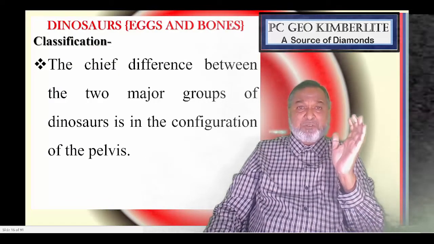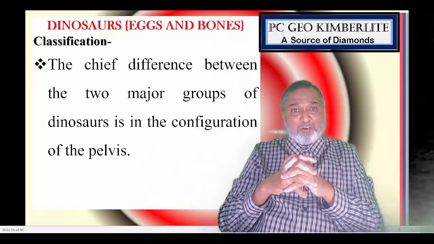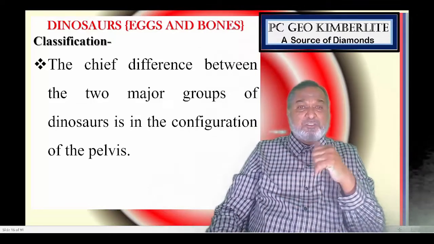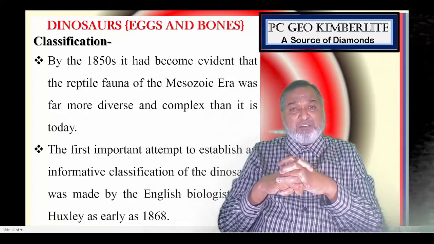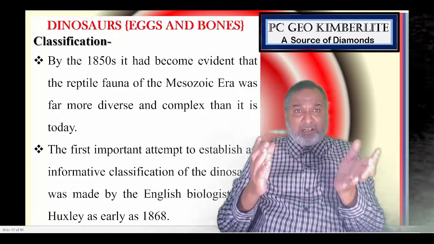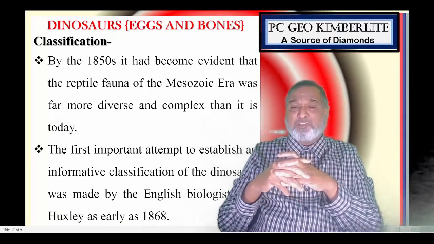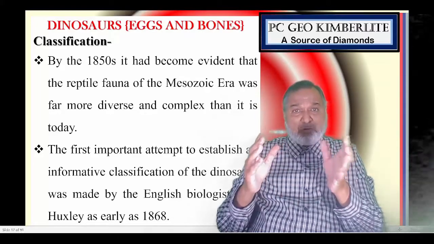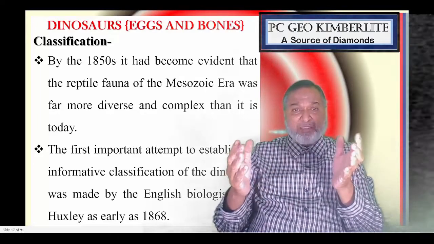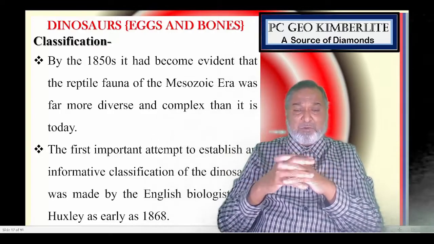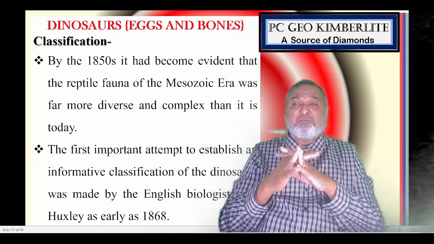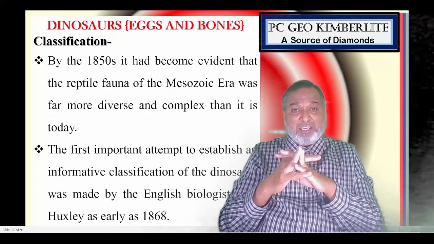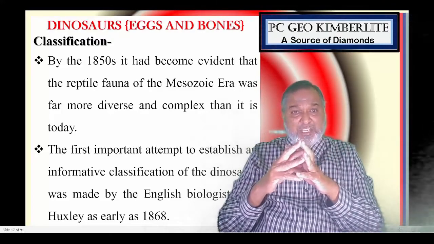The chief difference between the two major groups of dinosaurs is in the configuration of the pelvis. We'll see the classification. By the 1850s, it had become evident that the reptile fauna of the Mesozoic was far more diverse and complex than it is today. The first important attempt to establish an informative classification of dinosaurs was made by the English biologist T.H.